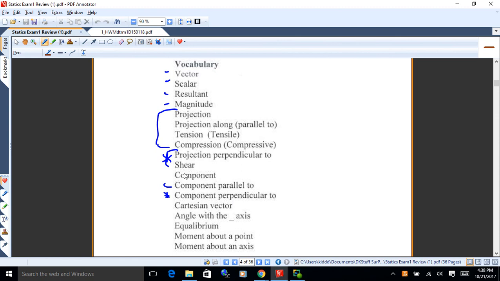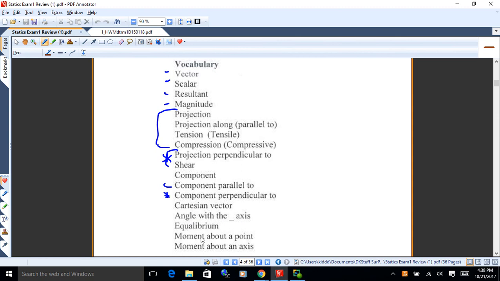Component is part of a total vector that is directed in some particular direction. Cartesian vector is an XYZ vector. Angle with the blank axis would be either alpha, beta, or gamma. Alpha for the x-axis, beta for the y-axis, gamma for the z-axis.